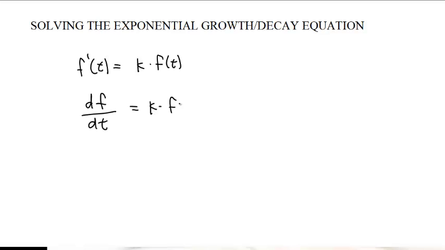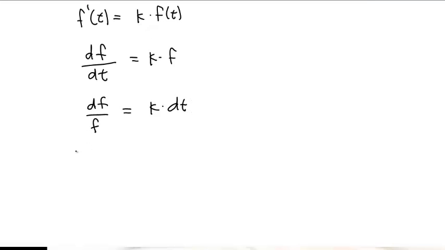And then we separate it. We put all the t's on one side and all the f's on the other. k is a constant, remember? So we have df over f, when we divide both sides by f, is k times dt. Then we take the integral of both sides.